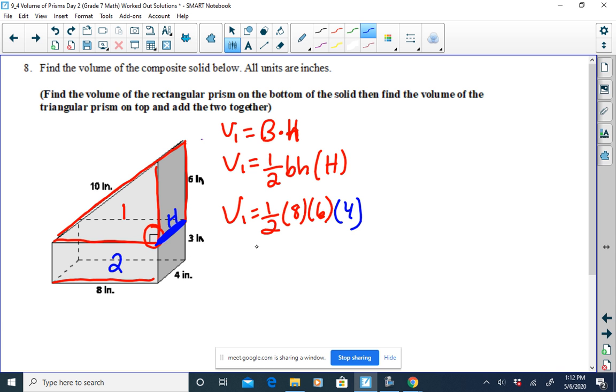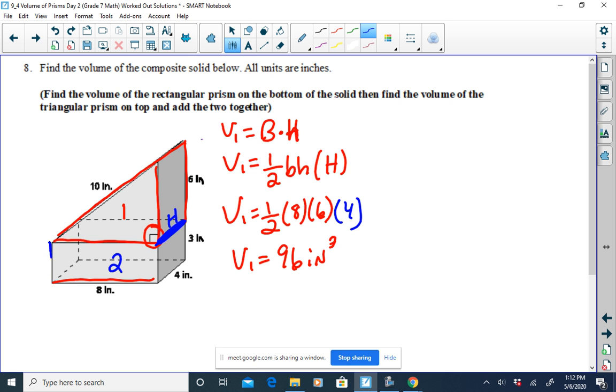So when you multiply 1/2 of 8 times 6 times 4, volume 1, let me keep that in red, volume 1 is going to be 96. And those are cubic inches for volume 1.